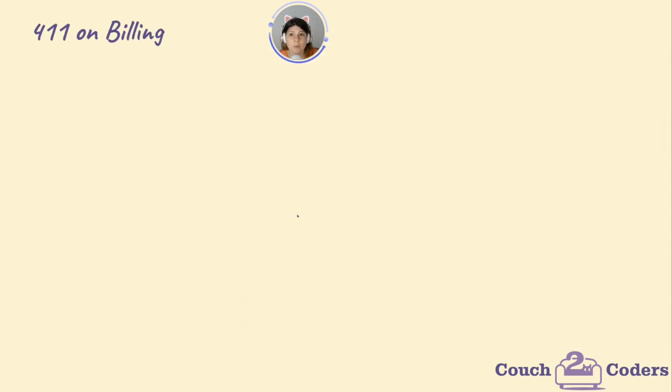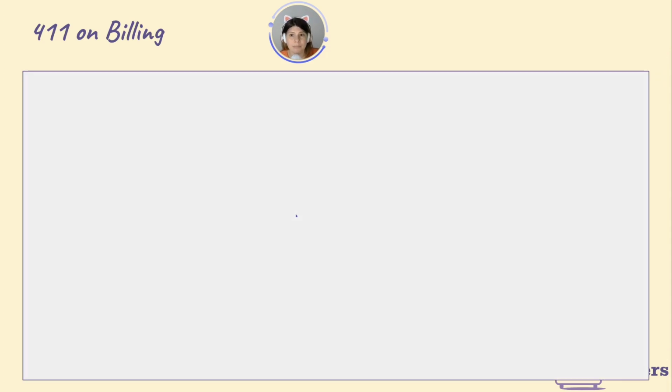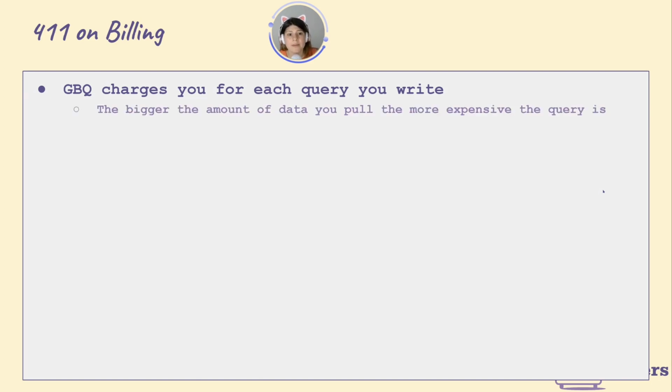So I promised you that I'd give you a 411 on billing, so let me go ahead and do that now. Google BigQuery charges you for every query you write. So writing a query pulling data costs money, and Google BigQuery will charge you for that. The bigger the amount of data you pull, the more expensive the query is. Google BigQuery has both a free and a paid account version. The free version gives you a certain amount of data that you can pull for no cost. So let's just say it says, oh, you can pull up to 1 gigabyte of data. Anything that you pull below that threshold is going to be free. Anything above it, they're going to charge you.